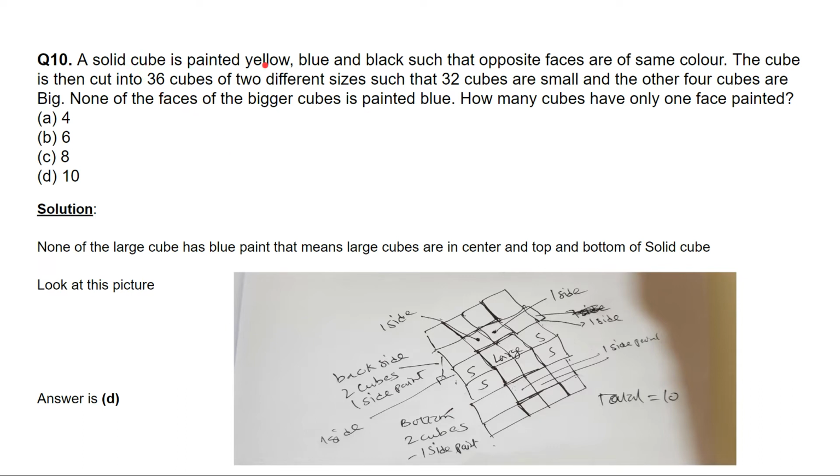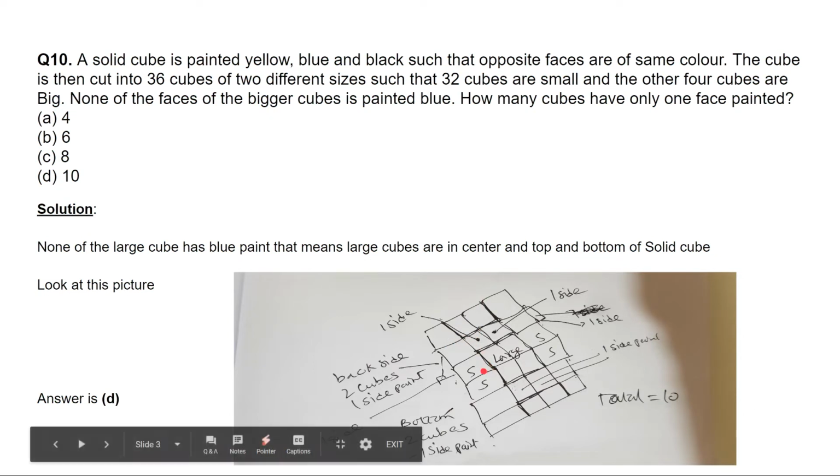Okay, so this is about a solid cube which is painted with yellow, blue, and black, such that the opposite faces are of the same color. Then they cut the cube into 36 different cubes. Out of that, 32 cubes are small and 4 cubes are big. One more thing that is given here is that none of the faces of the bigger cubes is painted blue. So that means the large cubes are in the center, at the top and bottom of the solid cube.